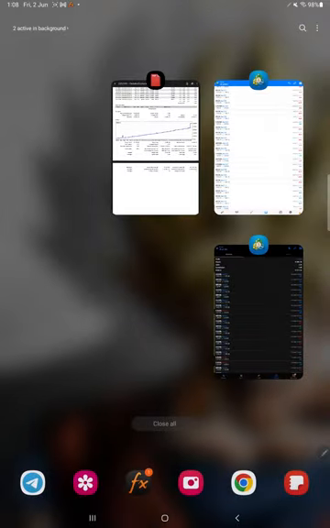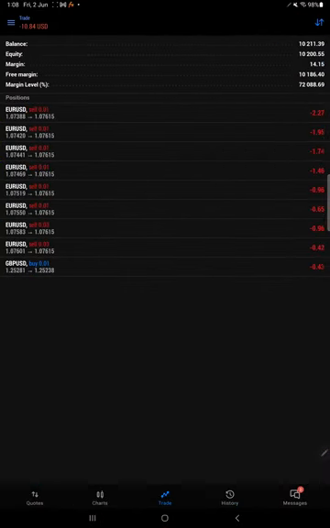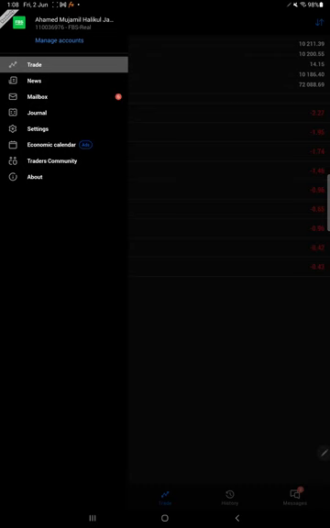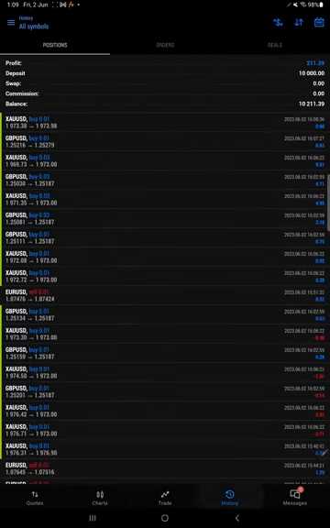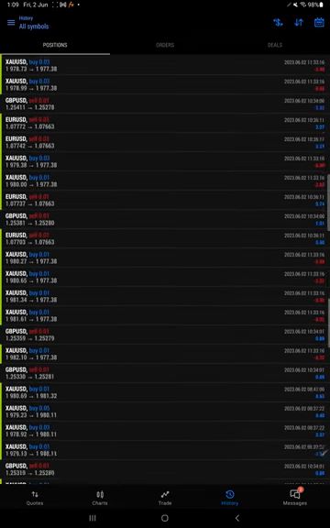Also, it is available on a live account, it is connected. So on this account as well, we can see total deposit 10,000 and the profit is 211. So the total balance is 10,211. We can check all the trades here as well.